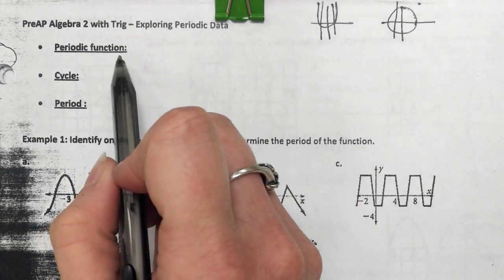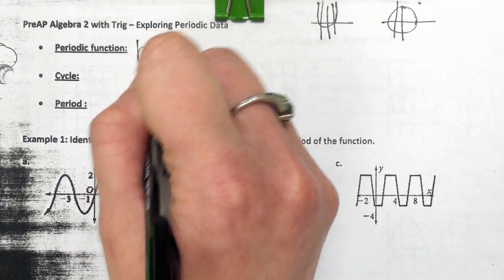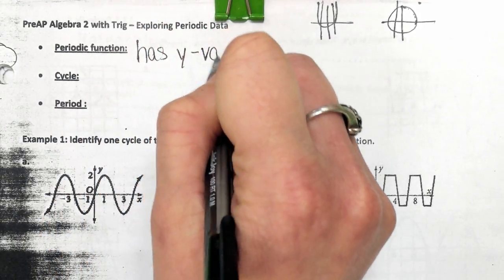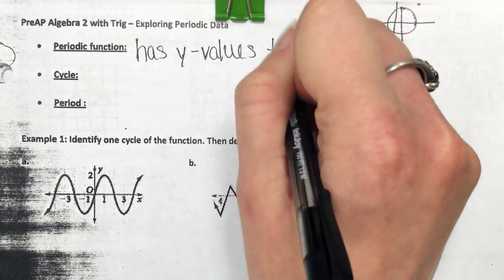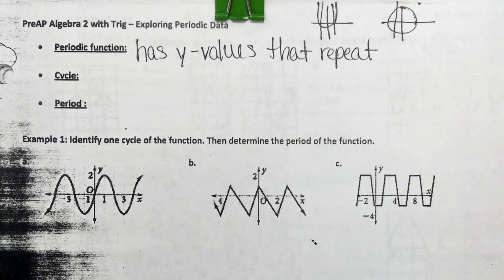To be a periodic function here, you want the y's to repeat on this one. So it has y values that repeat.